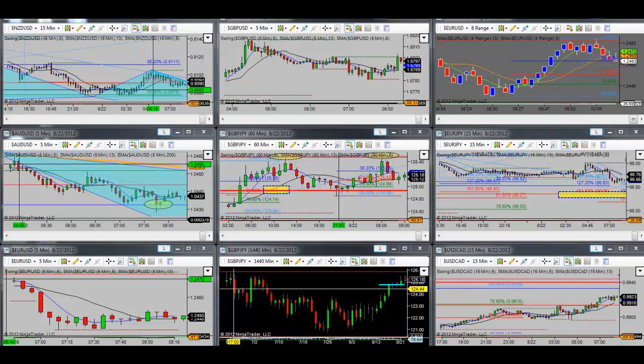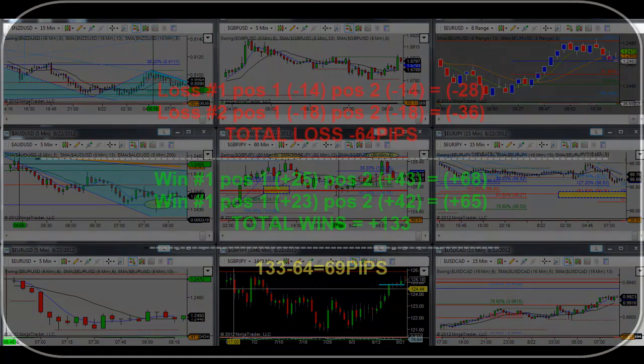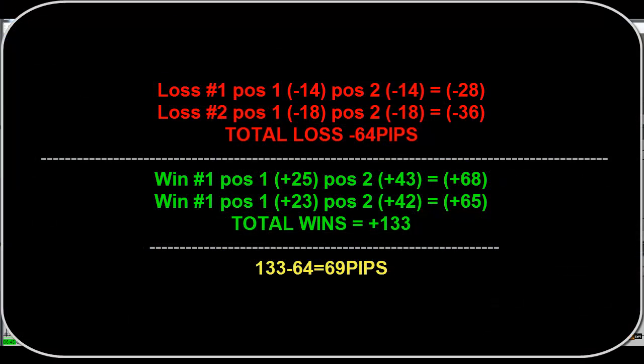Now, on the losses we had this week, our first loss was minus 14. So you times that by 2, we're looking at minus 28 pips for the trade total. Our second loss was minus 18. So we're looking at minus 36 for the trade total. We add up 28 plus 36, we're looking at a loss of 64 pips on those 2 trades.